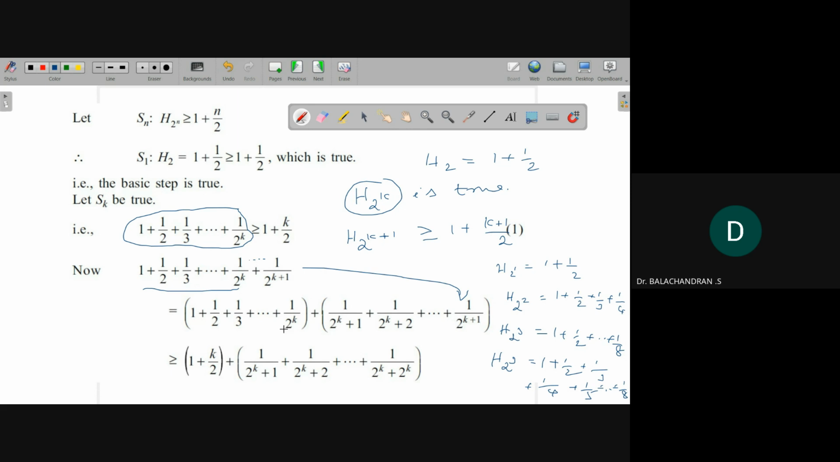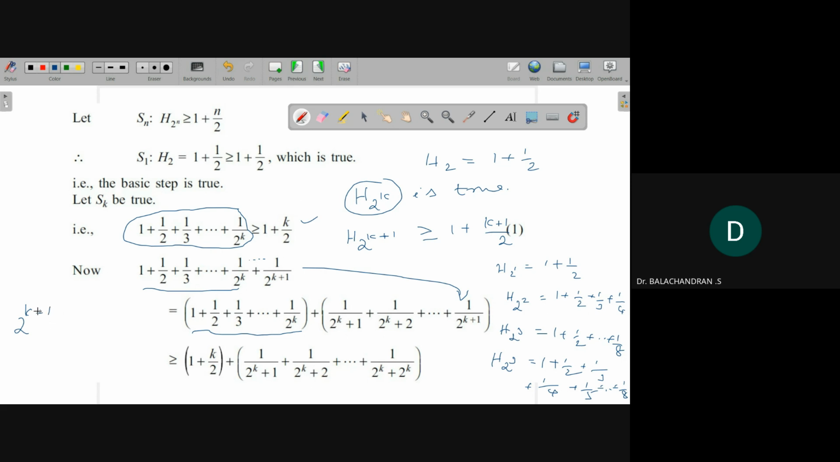Now next, instead of this, you are using, by mathematical induction, this is greater than or equal to what? 1 plus k by 2. So instead of this, I will replace it with 1 plus k by 2. In the next step from here to here, there is no change here: 1 by 2 power k plus 1, 1 by 2 power k plus 2 plus dot dot dot. This one, what is the denominator? 2 power k plus 1.